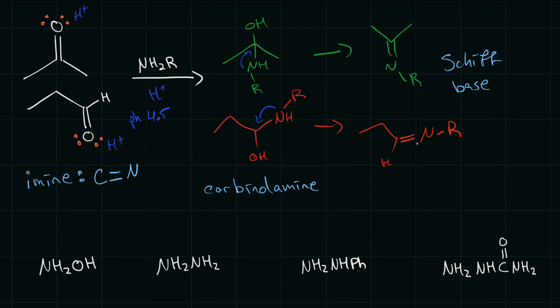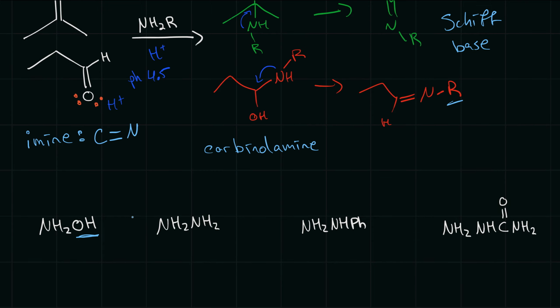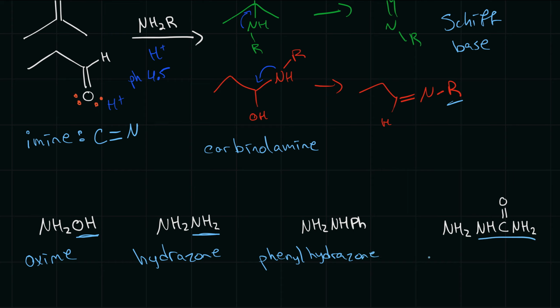Now, this R group right here, if it's an OH group, what ends up happening is that we end up calling the product an oxime. And if the R group is another nitrogen, and notice how this is hydrazine, we have our final product called hydrazone, almost like ketone. And then if we have a phenyl group on that hydrazine, it's just called phenyl hydrazone. And then finally, if we have this group right here, the final product will be called a semicarbazide or semicarbazone.